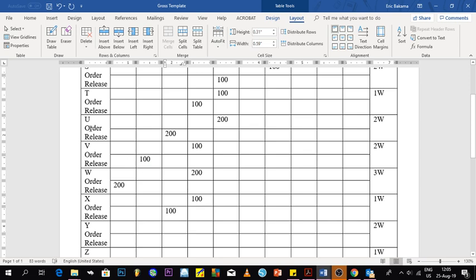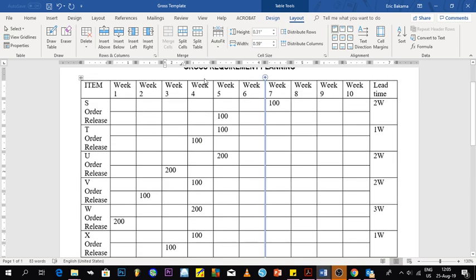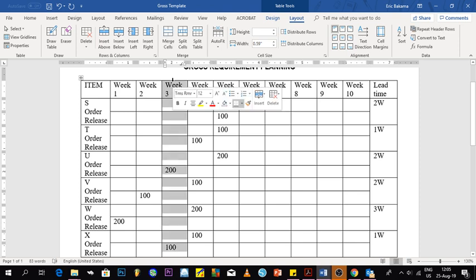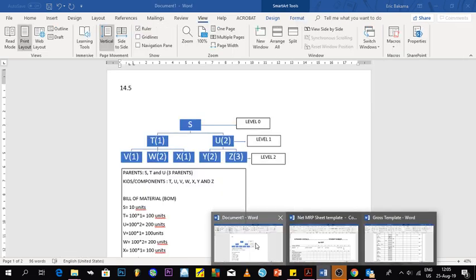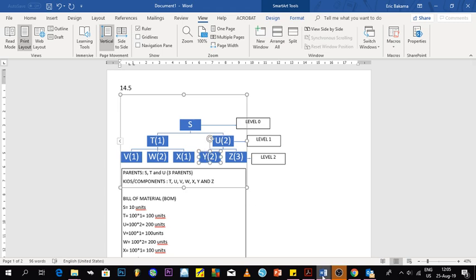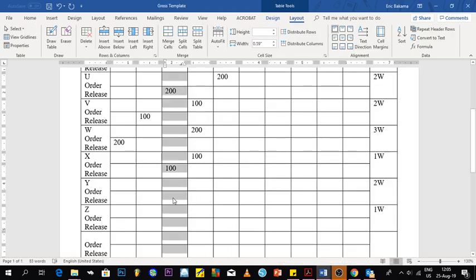So U ends in which week? U needs to be released in week 3, which is 200. So we get 200 times 2. Why? Because we have 2 components here. So 200 times 2, then we have our Y, which is going to be 400. Then we count 2 weeks backward: 1, 2. The 400 will be released here.